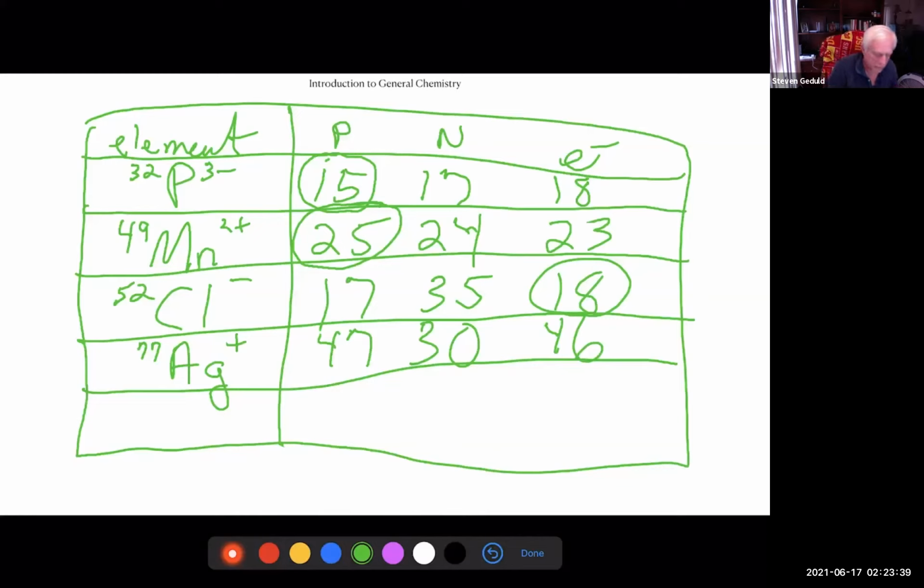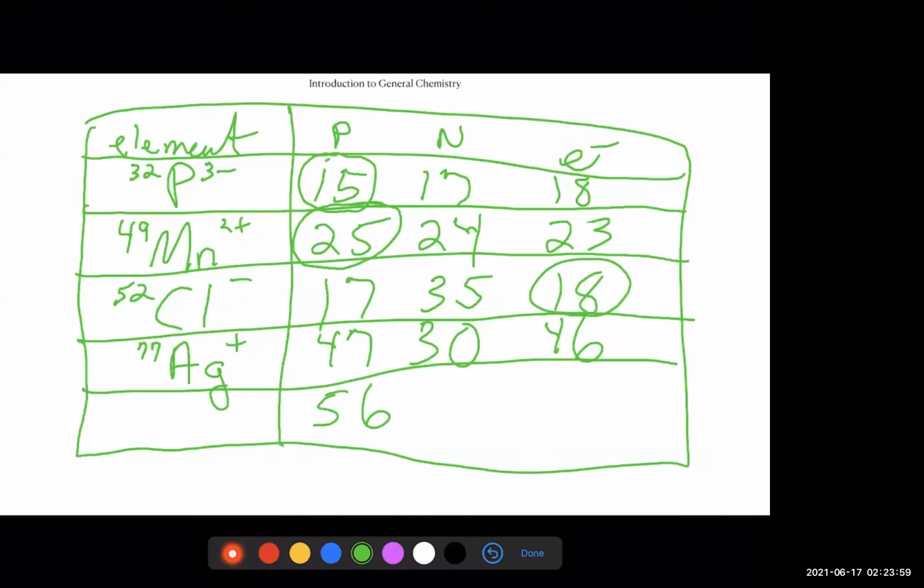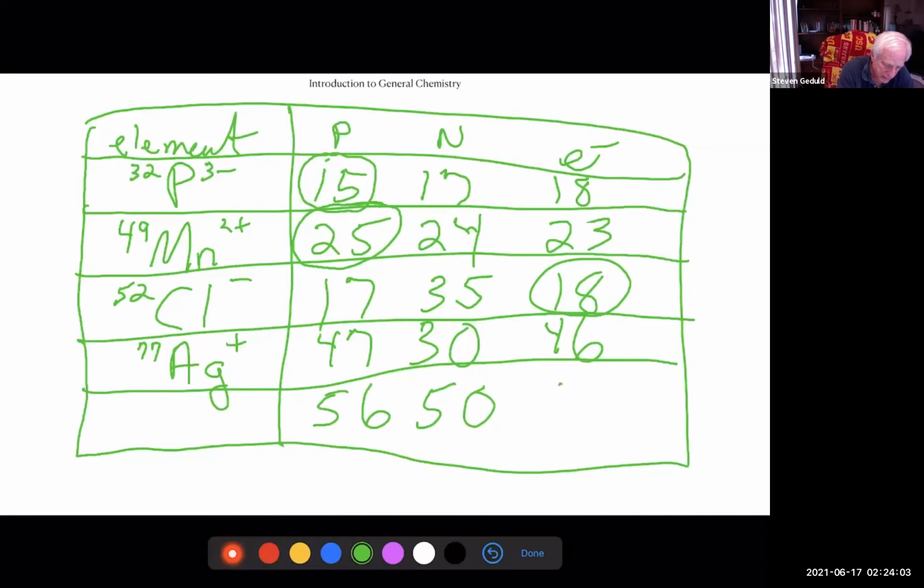And we'll do one more just going backwards, so just make sure everybody gets it. Let's do barium is 56, 50 and 54. All right. So what's the element?